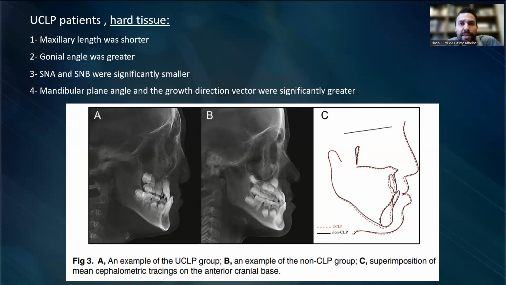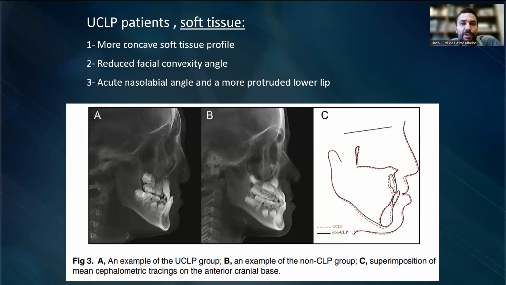Regarding hard tissue, UCLP patients show a shorter maxillary length, a greater gonial angle, significantly lower SNB and SNA, and significantly higher mandibular plane angle and growth direction vector. See the relevant results in relation to soft tissue. UCLP patients showed a more concave soft tissue profile, reduced facial convexity angle, acute nasolabial angle, and more protruded lower lip.